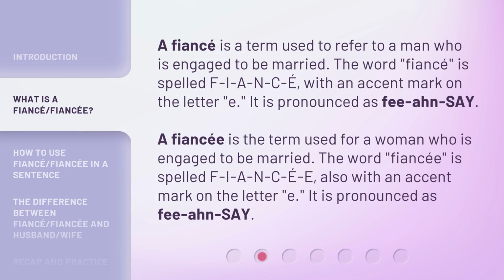A fiancé is a term used to refer to a man who is engaged to be married. The word fiancé is spelled F-I-A-N-C-E, with an accent mark on the letter E. It is pronounced as fiancé. A fiancée is the term used for a woman who is engaged to be married. The word fiancée is spelled F-I-A-N-C-E-E, also with an accent mark on the letter E. It is pronounced as fiancée.